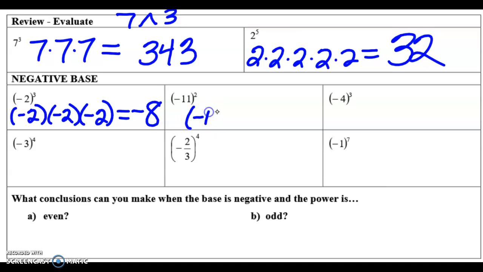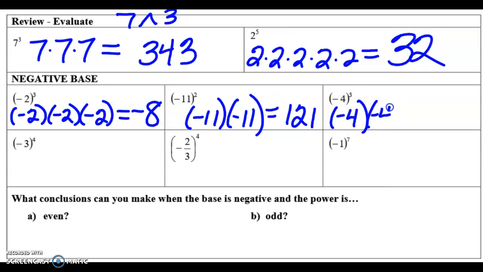Here, this means -11 times -11, and that is positive 121. So when we have a negative times a negative, we get a positive. And then here, again, you can certainly use your calculator and make sure you put parentheses around the number, and it is -64.